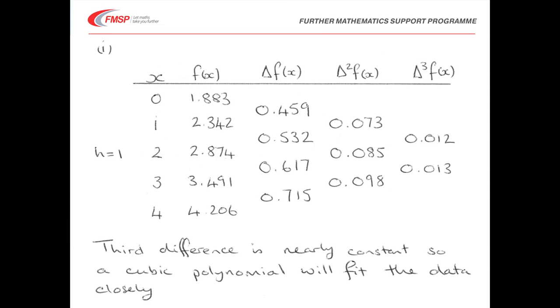It's not enough just to write in the table and assume that the examiner is going to realise that you've got two things pretty close at the end, so that's fine. You actually have to say it. So that's part 1. We've shown by means of the difference table that a cubic polynomial will fit the data closely. Let's go back to the question.